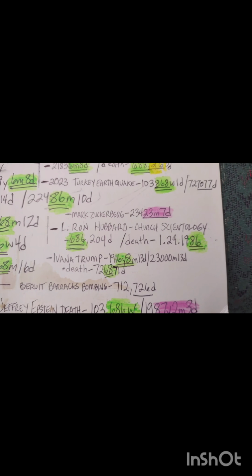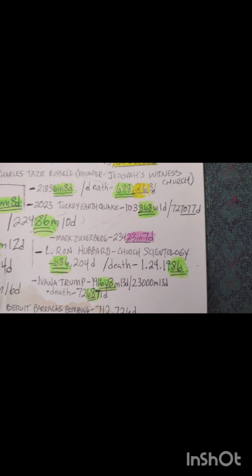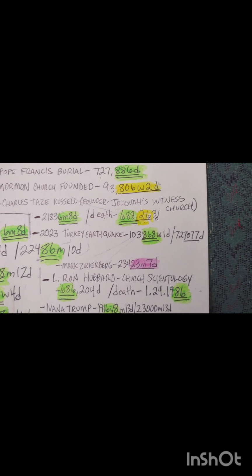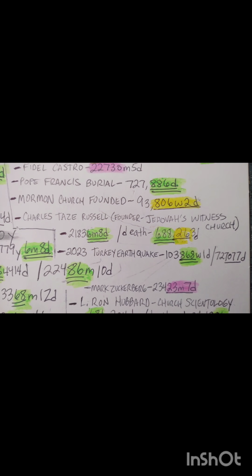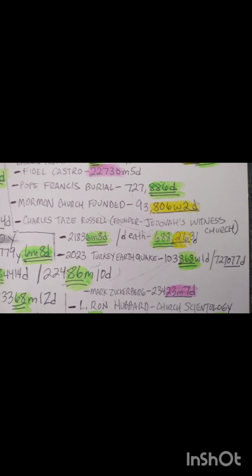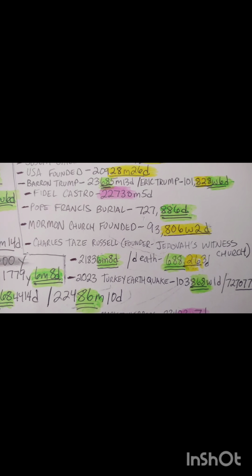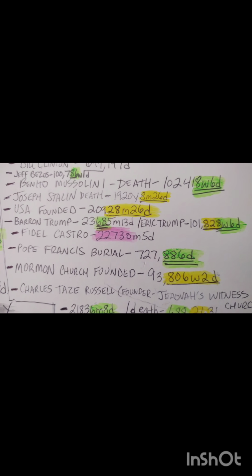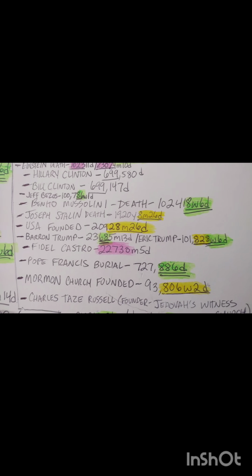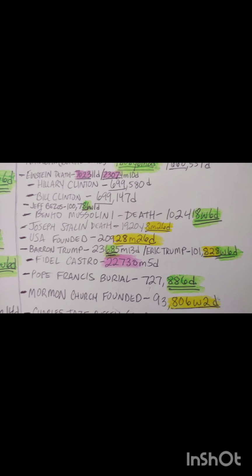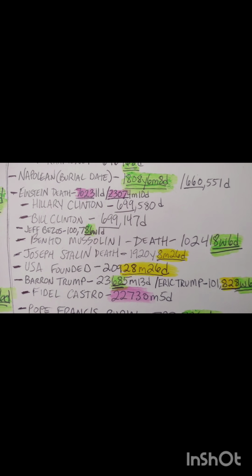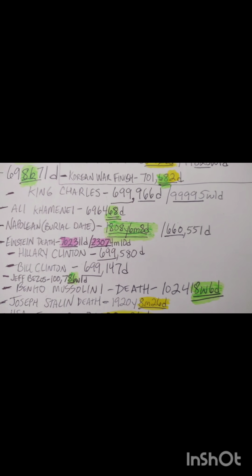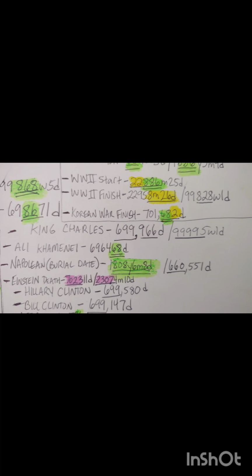Ivana Trump. L. Ron Hubbard, the founder of the Church of Scientology. Mark Zuckerberg. The 2023 Turkey earthquake. Charles Taze Russell, the founder of the Jehovah's Witness Church. The date the Mormon Church was founded. Pope Francis's burial just last week. Fidel Castro. Barron Trump and Eric Trump. The date USA was founded. Joseph Stalin. Benito Mussolini. Jeff Bezos. Bill Clinton. Hillary Clinton. Einstein. Napoleon. Ali Khamenei, the Ayatollah of Iran. King Charles.